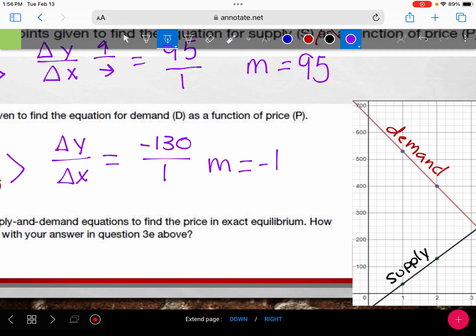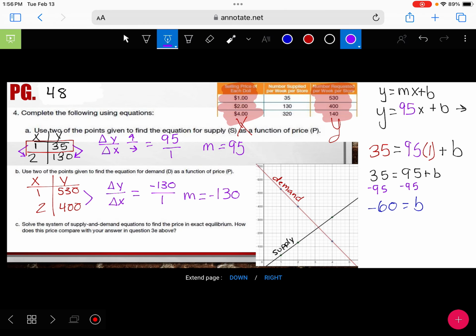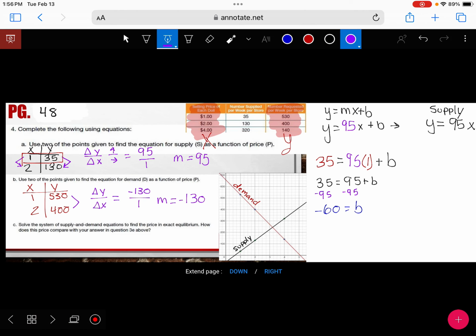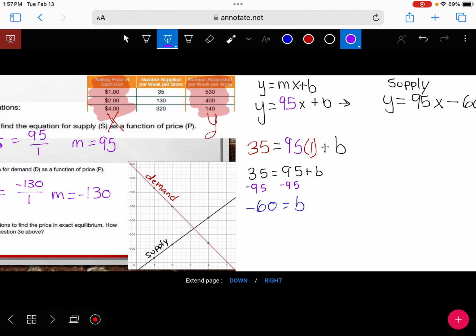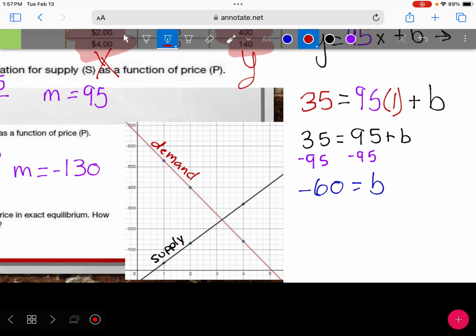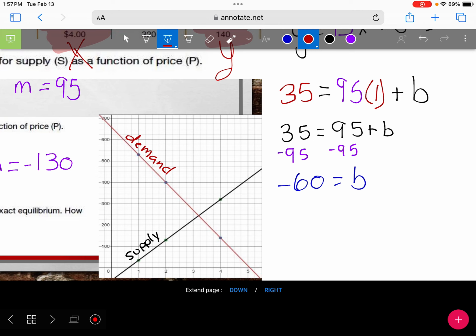What did you guys get for a slope for our demand line? Negative 130. That's exactly what I got as well. Okay, so work it through. Get your y-intercept however you want. You can either work your table backwards to get to a 0, or you can substitute in and find your b. I'll do the substitution and I'll use that same point.